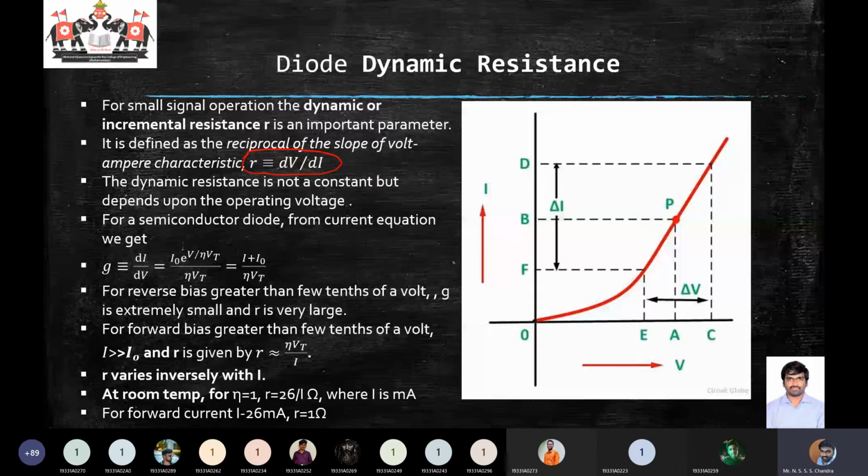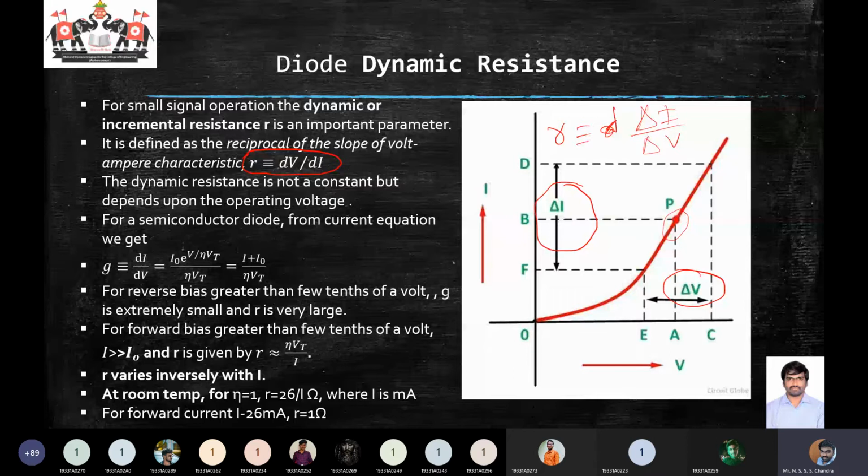Here we will be taking a small change in voltage delta V, for which we are getting a change in delta I. Now R will be equal to delta V by delta I. For a continuous curve, you may consider it as dV by dI. Here also dynamic resistance is not constant. It also depends upon the operating point. If the operating point P is changing, your dynamic resistance may also change.